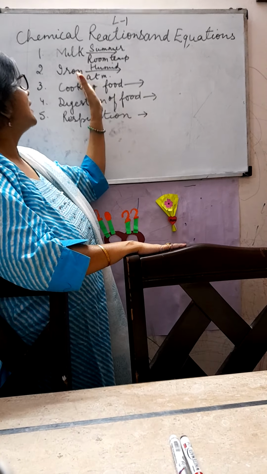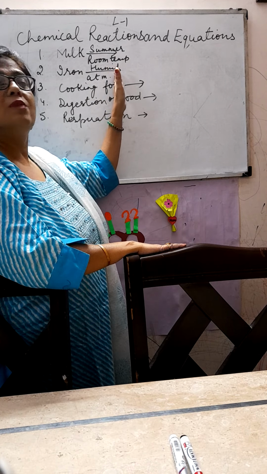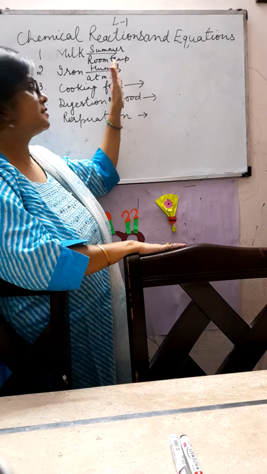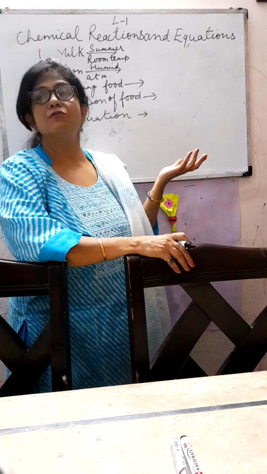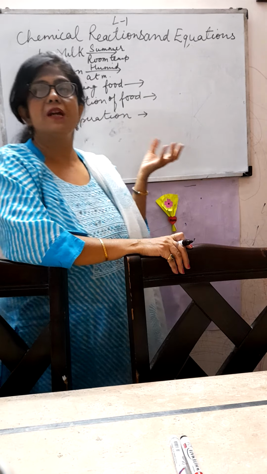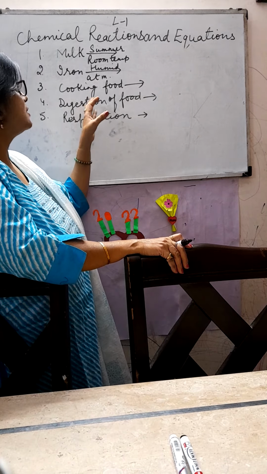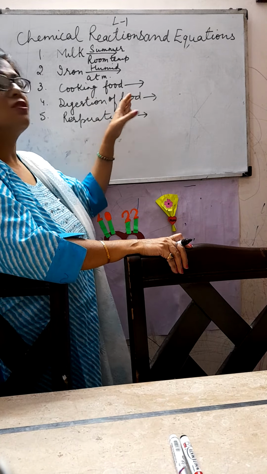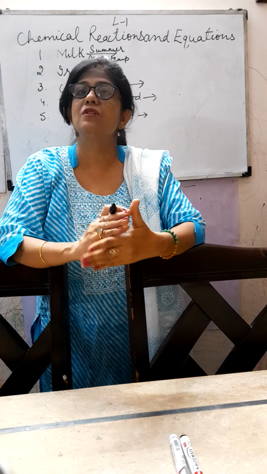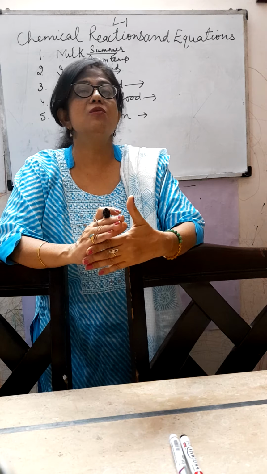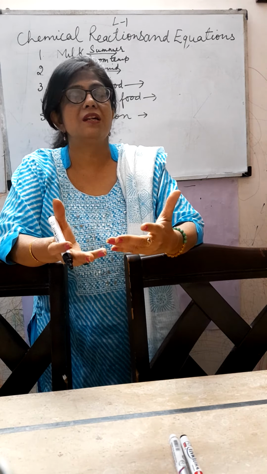Now, during all these daily life experiences, milk if kept at room temperature changes into a sour material, sour milk. Iron kept in a humid atmosphere changes into rust. Rust is formed. In cooking of food, a new food material is prepared when we cook the raw food. During digestion of food also, the food is converted into a new substance to provide us energy.